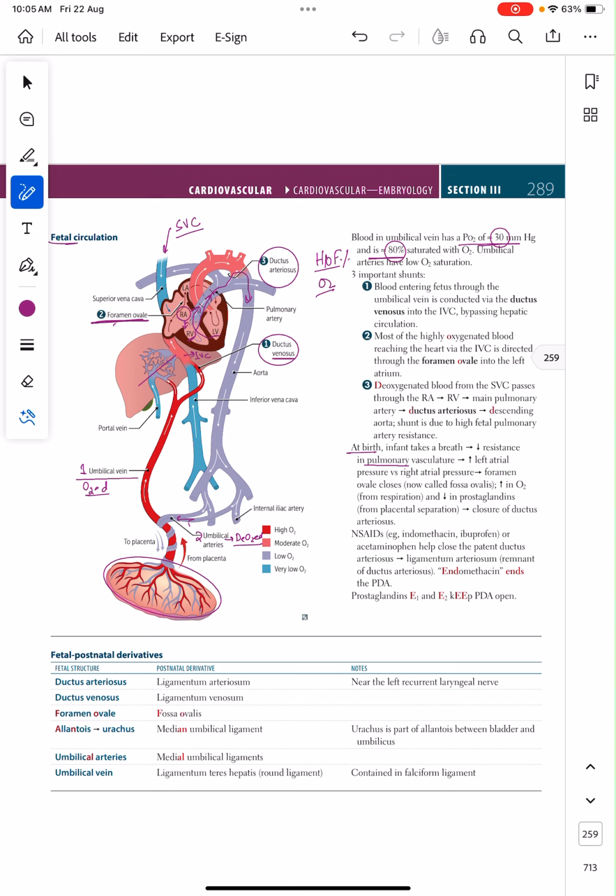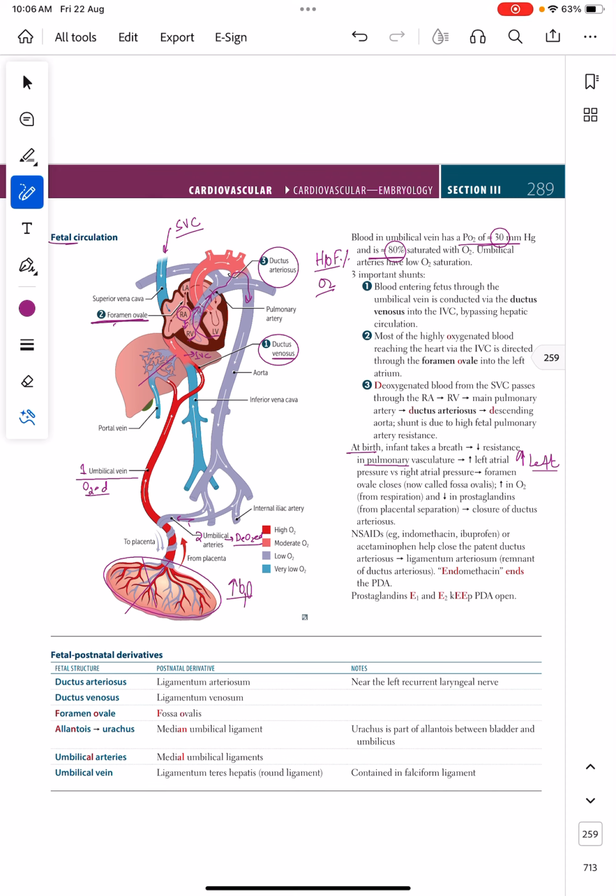That will result in higher pressures on the left side. And the second reason that the left sided pressure rises is that the low pressure circulation, which was the placenta, is also lost. So the systemic vascular resistance is established and the systemic blood pressure rises, so the left sided pressure also rises. So blood leaves the left atrium into the left ventricle and then to the systemic circulation, and the foramen ovale is first functionally and then anatomically closed.